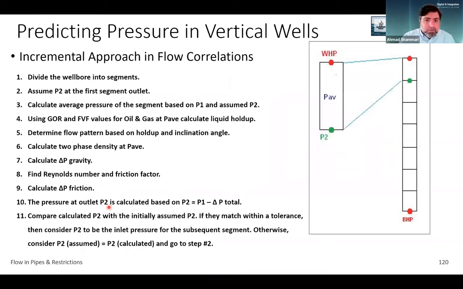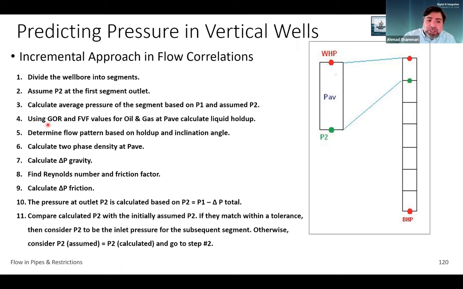So how does the two-phase flow correlation work? Well, number one, the software will divide the wellbore into segments. And then we know wellhead pressure. We need to predict bottom well pressure. So what we do is we need to assume P2. We have to start with an assumption. For this segment, we will assume that P2 is, for example, P1, the wellhead pressure, plus a certain value, say 10 PSI. So we get the average pressure for this segment.